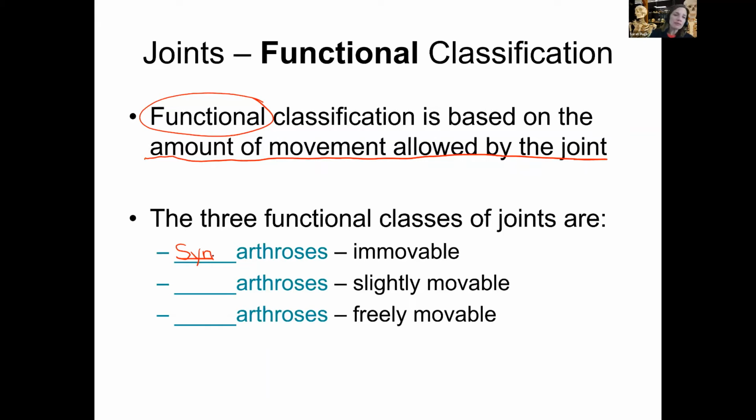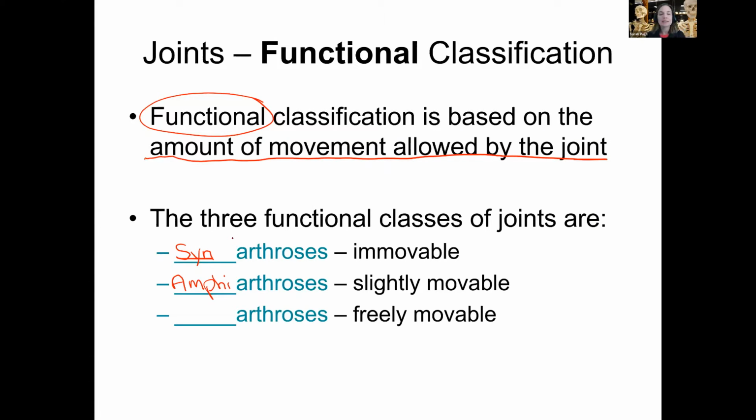We also have what are called amphiarthrotic joints. And so these are joints that are slightly movable. So a good example of this one would be like the pubic symphysis, right? Where your two pubic bones come together and you have that pad of cartilage in there. You get a little bit of movement when you're walking, but it's not a huge range of motion.